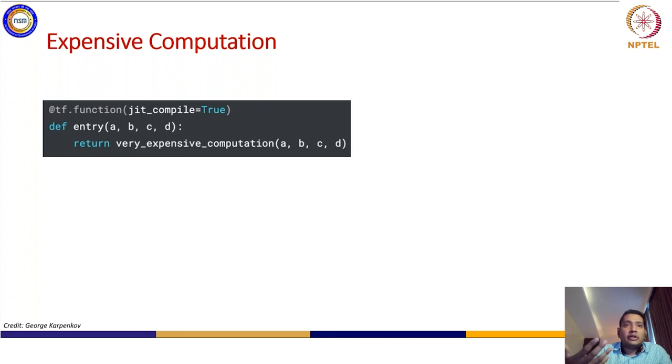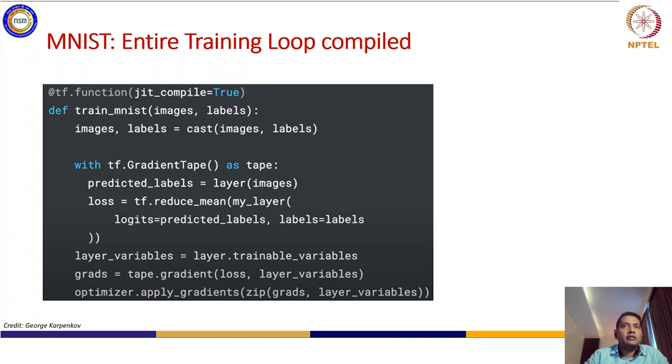So let's say we have a very expensive computation function, right? We can define one function, wrap it with tf.function, and enable JIT compilation true, as simple as that. You can have the entire function fused and generate the optimized graph for that. You can have the entire training loop, as I was mentioning. You can define one training module, and in this function you have the training generating the gradients and updating the gradients and so on. So the entire loop here, you are wrapping it with tf.function and JIT compilation. So that is one case.